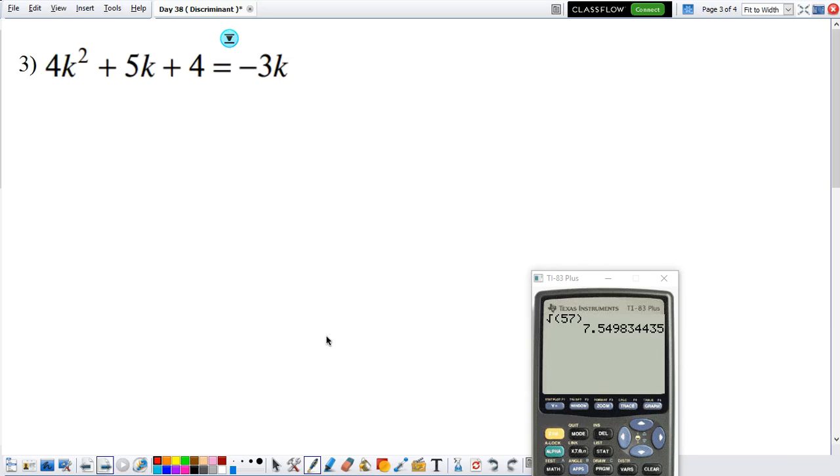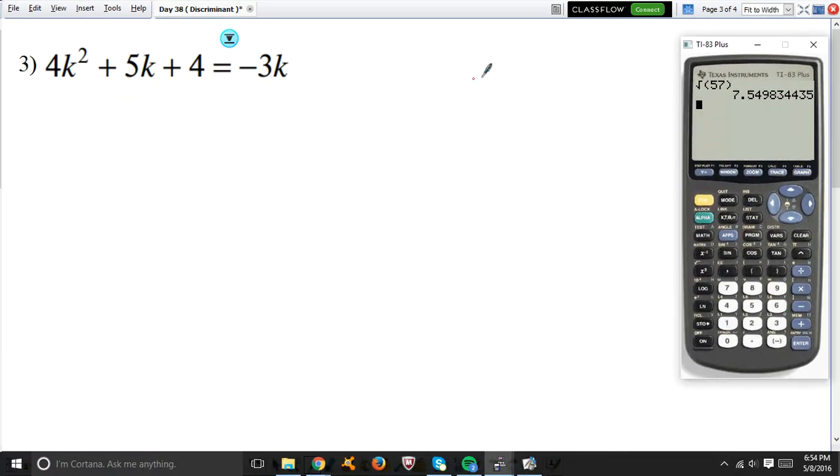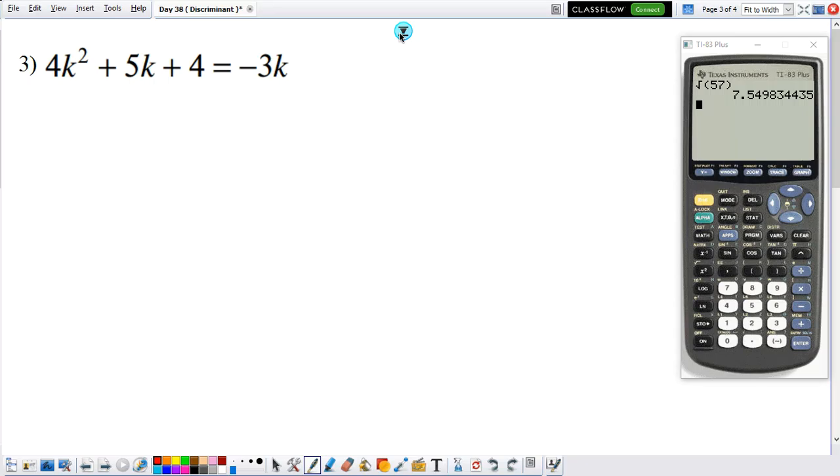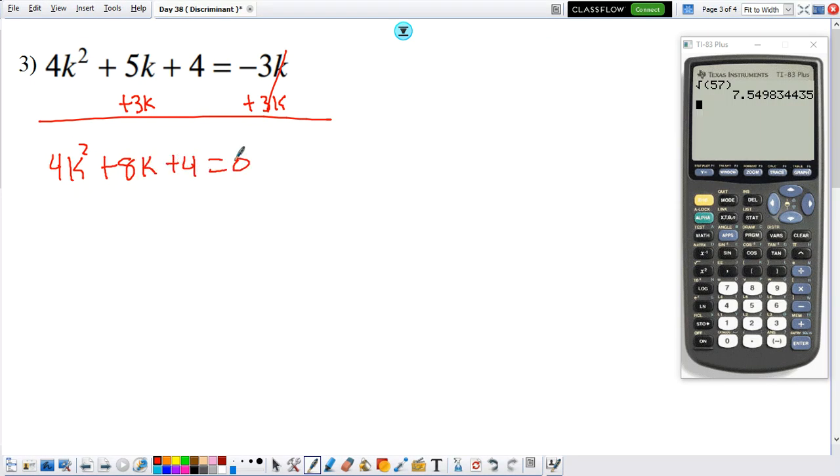Now let's see here. In example C, one thing that I'm going to say is that you cannot start thinking about the values for A, B, and C until your equation is equal to 0. So we first need to make our equation equal to 0. So we're going to have 4k squared plus 8k plus 4 equal to 0.